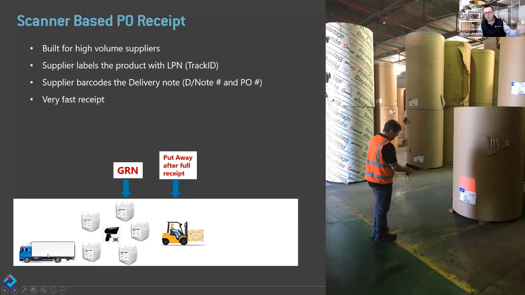So the idea is the truck arrives, it's full of bags or big rolls of paper, and an operator very simply takes his scanner, opens up a Scanner-Based PO Receipt, and simply scans each of the track IDs, which are big bags or big rolls, and processes the receipts straight from there. So we'll show that to you quickly.